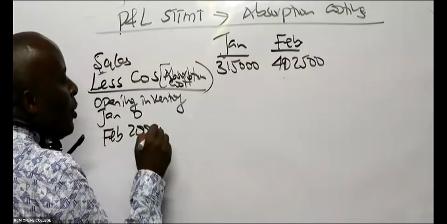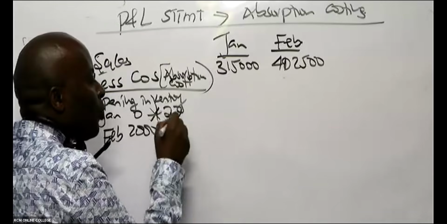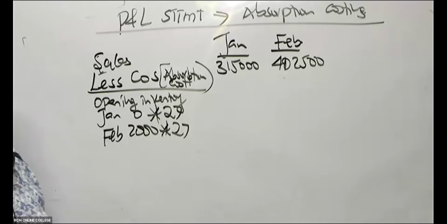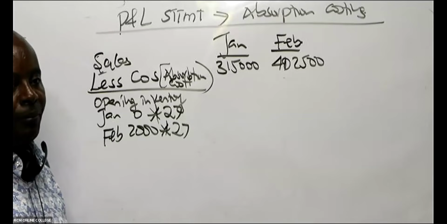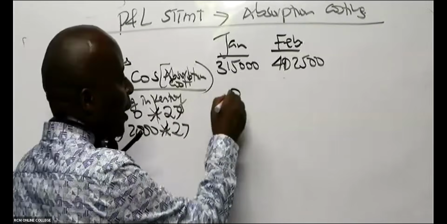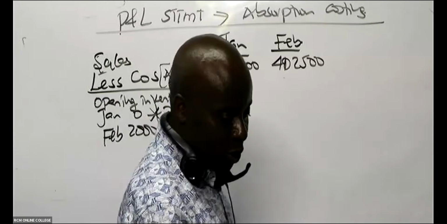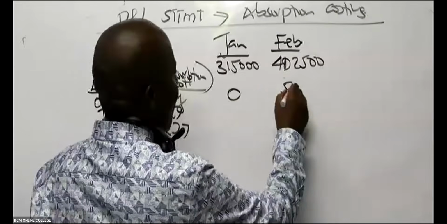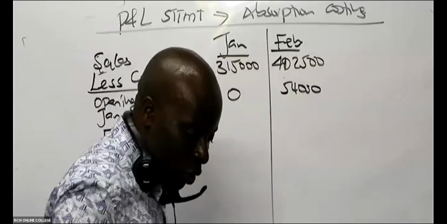And because you're using absorption costing, we know the cost per unit for inventory, which you gave me a figure of 27. So the first one will be 0, right? The second will be 2,000 times 27, which some online ninjas have already given me: 54,000. So that is opening inventory.